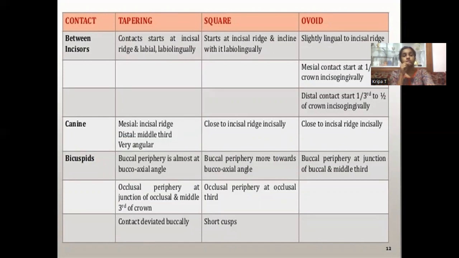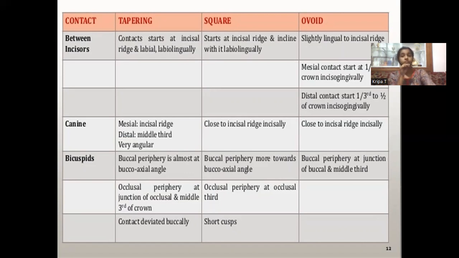So based on the shape of the teeth, the contact is also quite different. For a tapering tooth, we have already discussed. Now for a square tooth, you can see that the contact between incisors is at the incisal edge with the labial incline, just like a tapering tooth. But coming to an oval tooth, the contact is a bit lingual to incisor edge. Mesial contact starts 1/4 of the crown incisogingivally. Distal contact starts 1/3 to half crown incisogingivally.